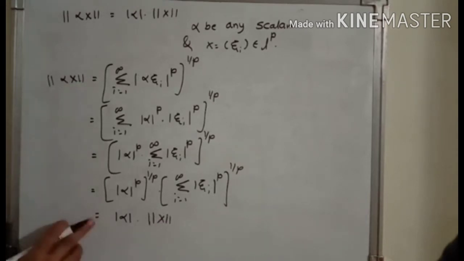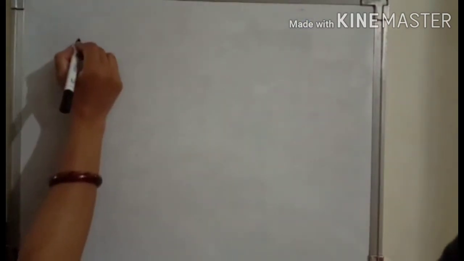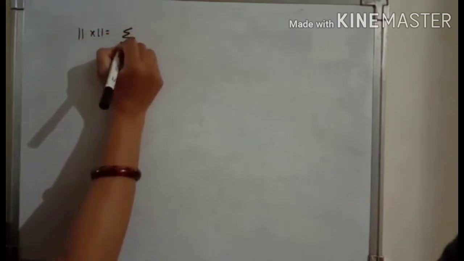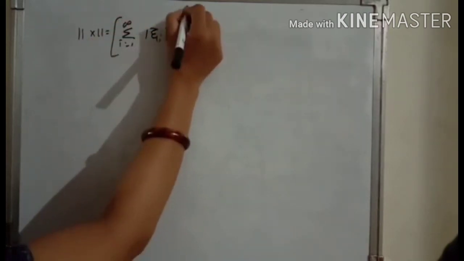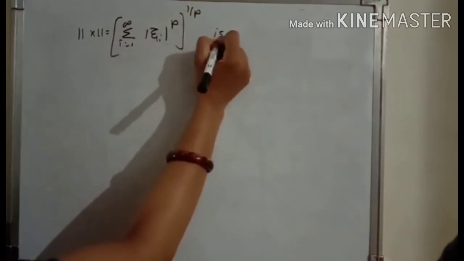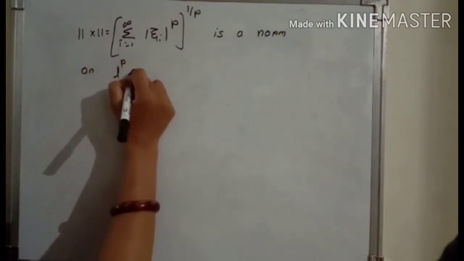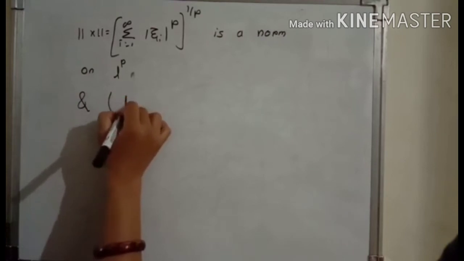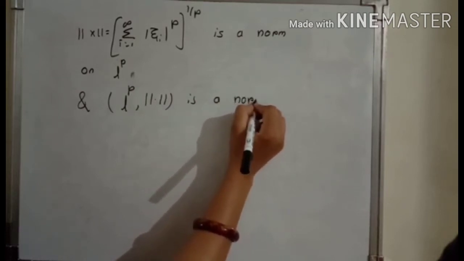norm of alpha x is equal to mod alpha into norm of x, and therefore the fourth property of the norm is satisfied by the norm defined on LP, and hence we say that the norm defined on LP as norm of x equals summation i from 1 to infinity mod of xi i to the power p, whole to the power 1 by p, is a norm on LP, and hence LP with this norm is a normed linear space.